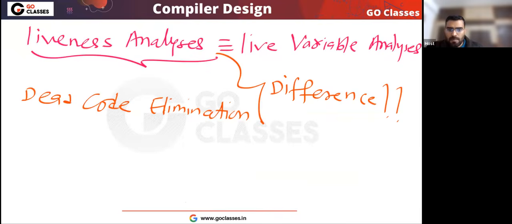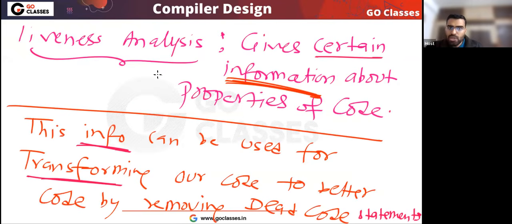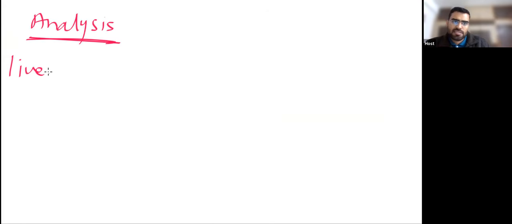So you can notice this liveness analysis can be used for dead code elimination. Finally, I can say that these are the analyses. For example, liveness analysis. For example, available expression analysis.